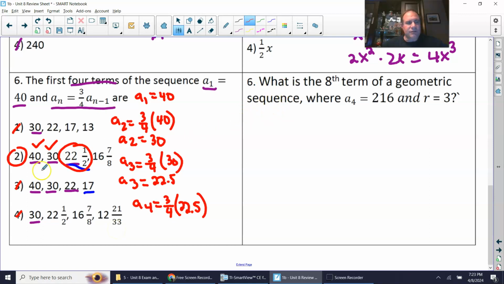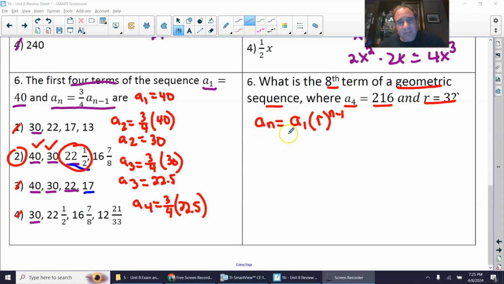Number 6, because you have your answer. Number 6, what is the 8th term of a geometric sequence where a sub 4 is 216, r equals 3? I would not use the formula for this. Sometimes it's easy to use the formula, sometimes it's not. But if you're starting with a sub 4, just remember the geometric sequence formula is given to you on the reference sheet. So this is the formula, but you need a sub 1 to use it. And I don't want to use the formula to work back to a sub 1. Can I? Yes. But do I want to? No.